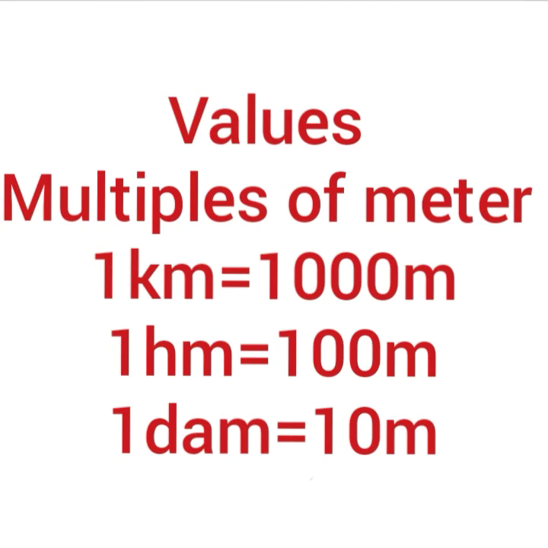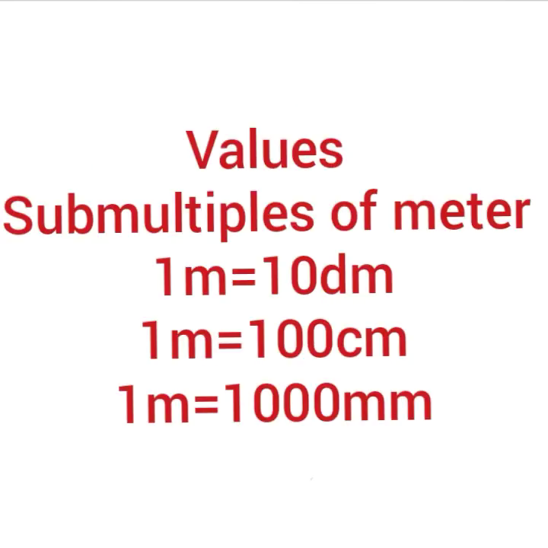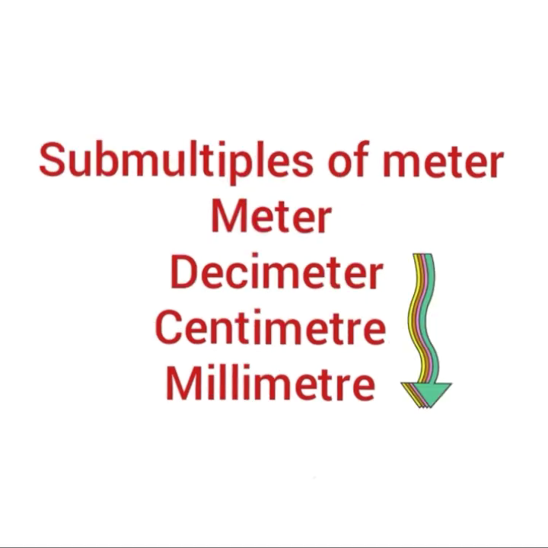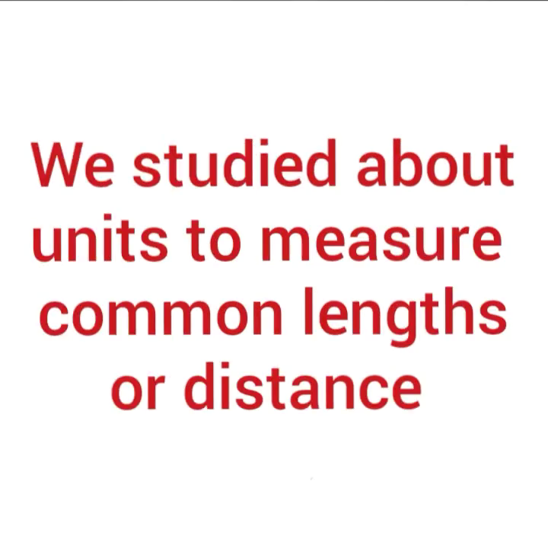Now let's see the values of each. Here you see 1 kilometer is equal to 1000 meter, 1 hectometer is equal to 100 meter and 1 decameter is equal to 10 meter. And for submultiples, 1 meter is equal to 10 decimeter, 1 meter is equal to 100 centimeter and 1 meter is equal to 1000 millimeter. So multiples of meter are above the meter and submultiples of meter are below the meter. So we studied units of measure for common lengths and distances.